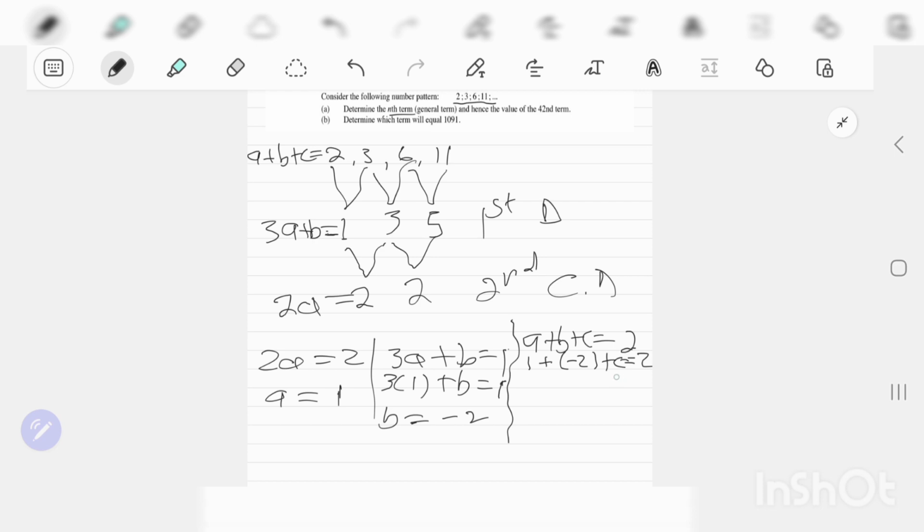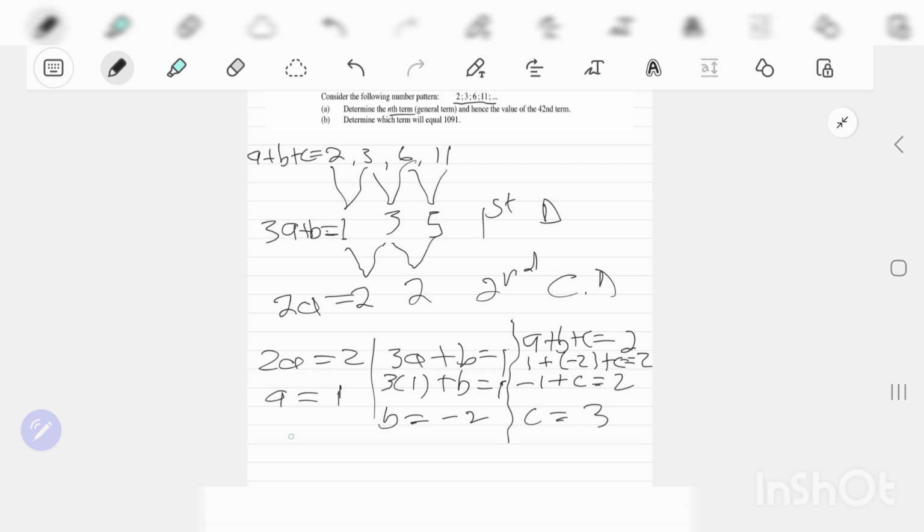The only unknown that I'm having now is C. The only unknown that I'm having is what? It's C, people. So this means now I can do my workings. Remember, if you do your math correctly, it's 1 plus negative 2, so the answer that we're going to get here is negative 1. And then plus C is equal to 2. Then you take your negative 1 and transpose. So you're going to get C is equal to 3, because when you transpose the negative to the other side it becomes positive, and then it is 2 plus 1.